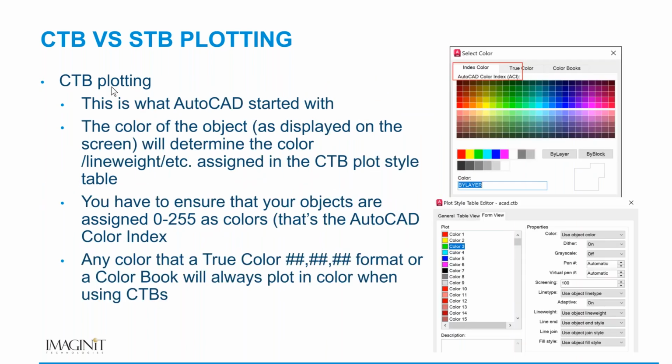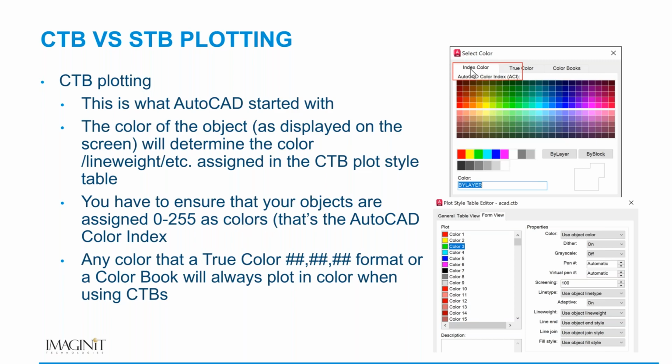So CTB plotting. Oh, don't worry, Lewis, we're going to get there. Not only do I have a visual example for you, but I'm actually going to show you. So CTB plotting, this is what AutoCAD started with. The color of the object displayed on the screen will determine the color, line weight, etc. assigned in the CTB plot style table. You have to ensure that your objects are assigned the 0 through 255 colors. That's the AutoCAD color index.